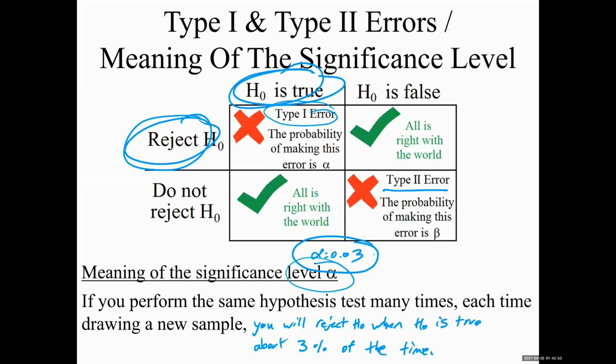And again, the way you're going to say that is, if you run the same hypothesis test many times, each time with a new sample, you reject H0 when H0 is true, that's type 1 error, about, and then just change this to a percent, about that percent of the time. Meaning you will send an innocent person to jail about 3% of the time. So about 3% of the time, you'll say the person's lying when he was telling the truth.